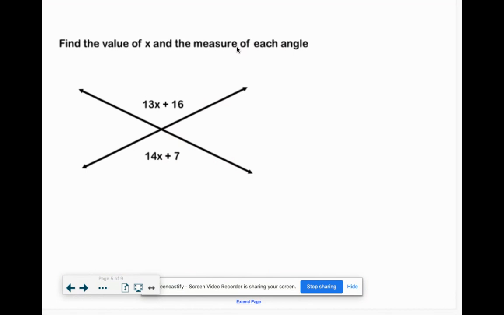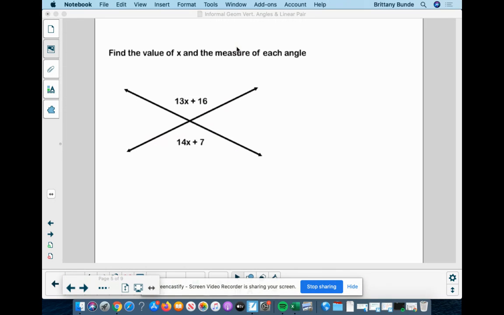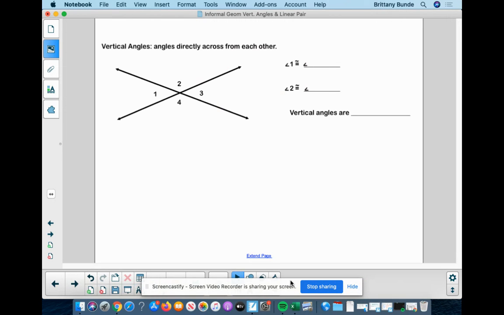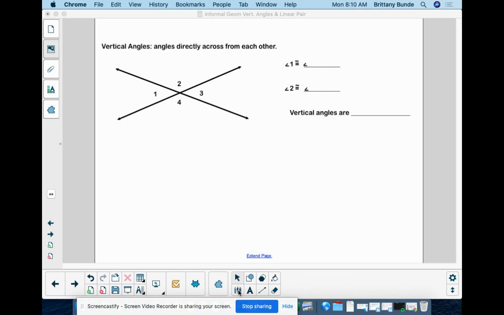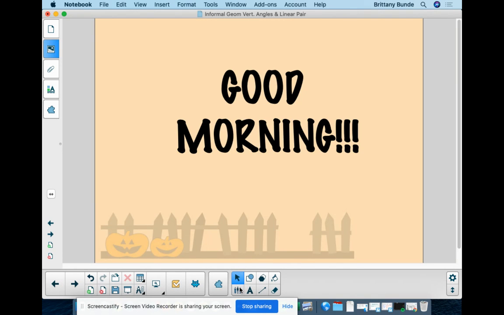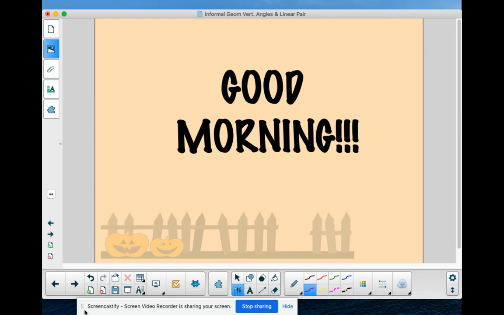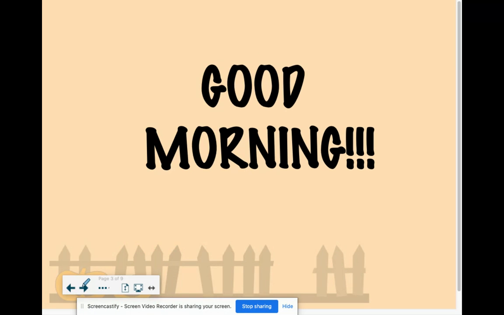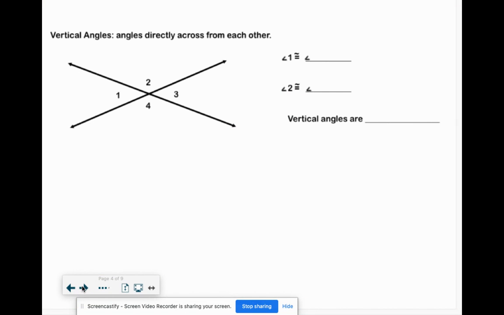Okay, we should be on the vertical angles one page. Go like this. Vertical angles and linear pair. My computer's been very slow all morning. We'll see how this goes. Oh, we got the spinning. Okay, there we go. Does this look familiar to you, what yours looks like?